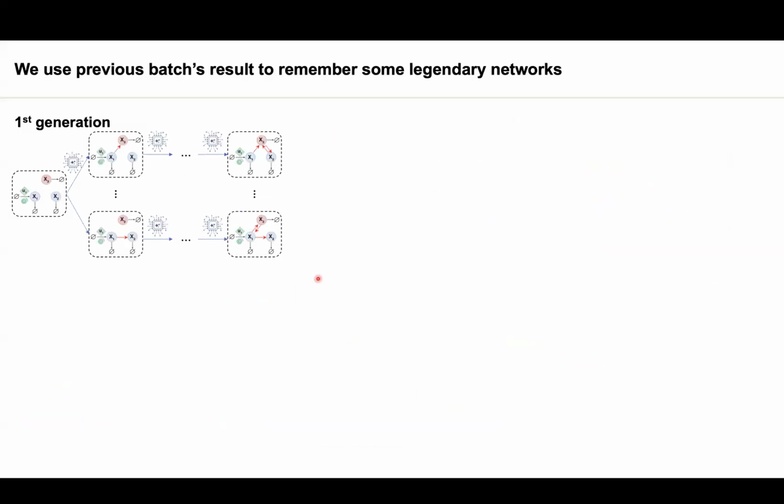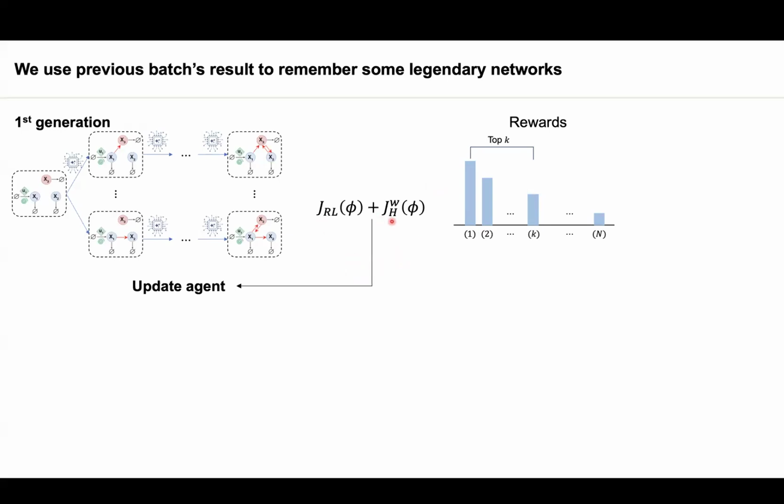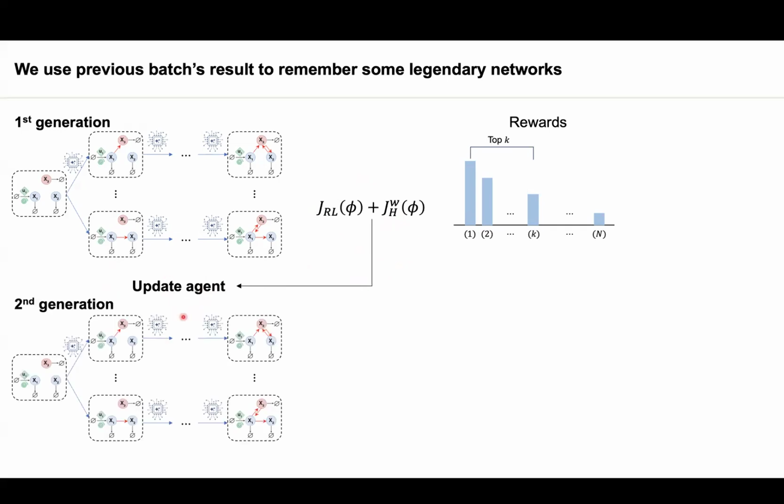So if we summarize these two reward functions, from this reward function we are updating the agent so that this reward function can be increased. I mean, we are updating this p to increase this reward function. And with this updated agent, we will sample the next generation of multiple CRNs.